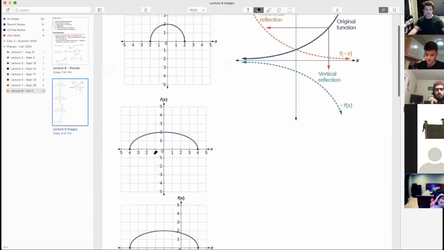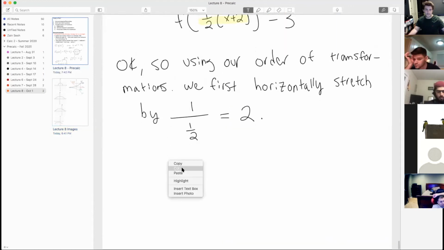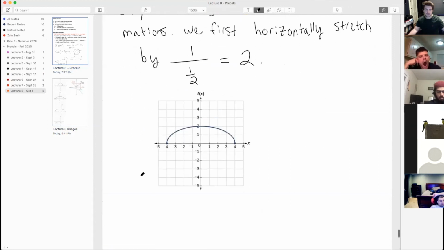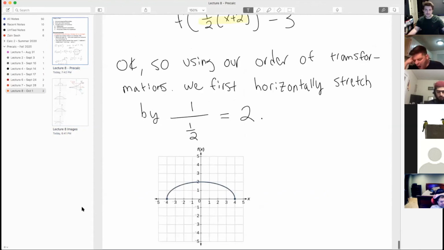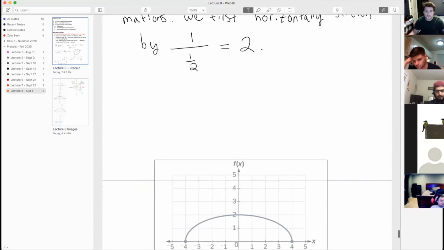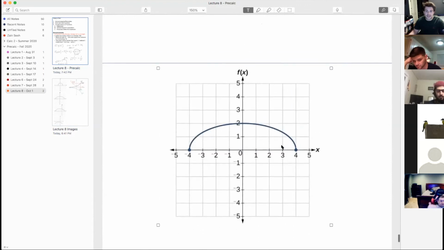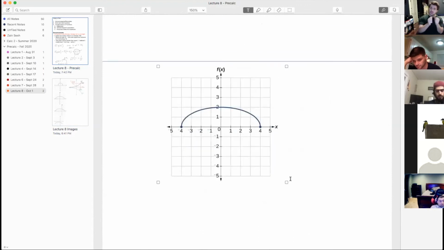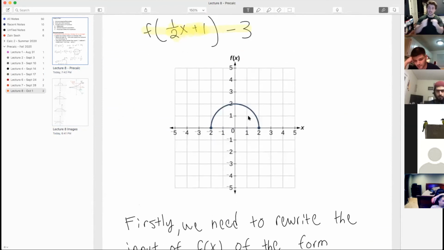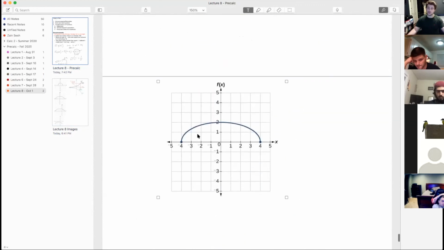And the picture is this. Okay, so here's the first transformation. Sorry, just give me a second. Okay, so you can see now, we did stretch horizontally by a factor of 2. Look at the original graph, it looks like this. We stretch it horizontally by 2, so it got a little wider. That's the first thing.